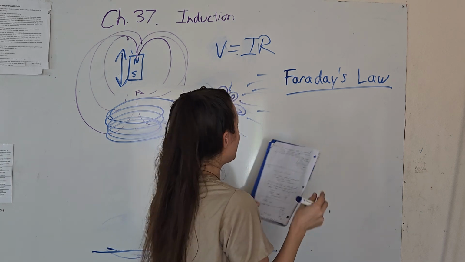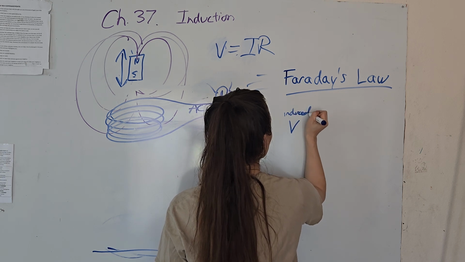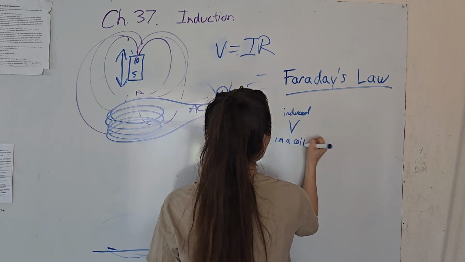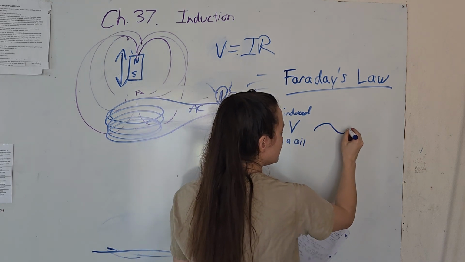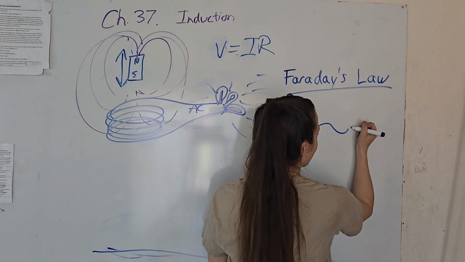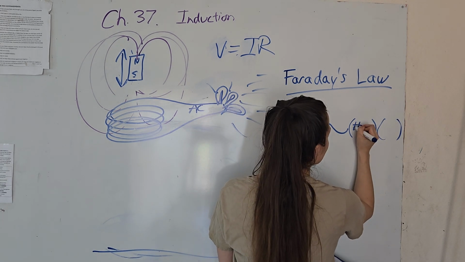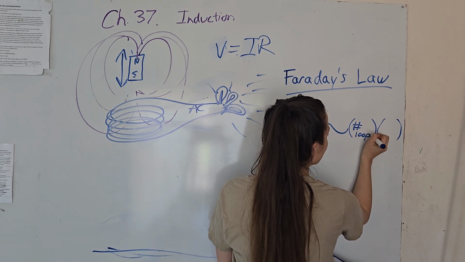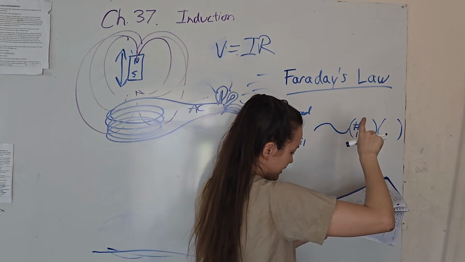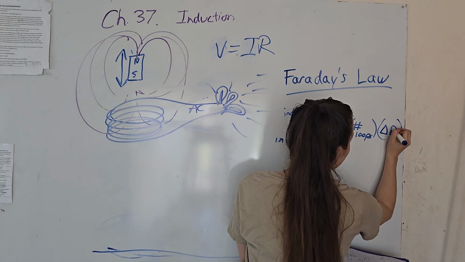is that the induced voltage in a coil, so the voltage in a coil that's induced, is proportional to, that means as this gets bigger, this gets bigger. It's proportional to the product of the number of loops in our coil here, and the rate of change of the magnetic field.